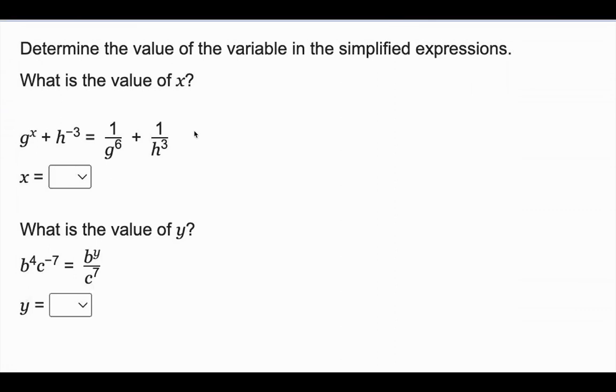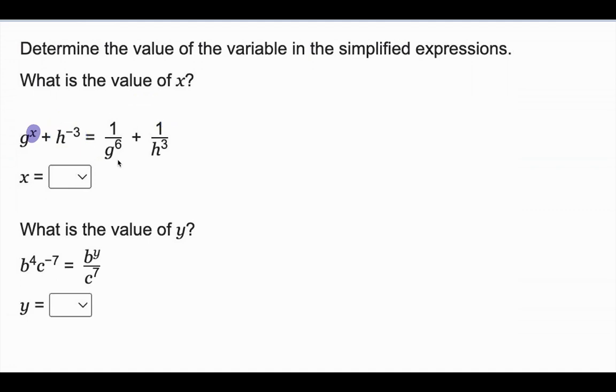So this one says, how do we determine the value of x? It's kind of like they're putting a variable in the exponent, and we're just trying to figure out what that variable is if it's equivalent to this statement right here. Notice we've got g to the x, and that's going to become 1 over g to the 6th, and h to the negative 3 equals 1 over h to the 3rd.